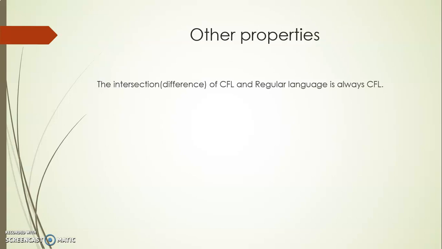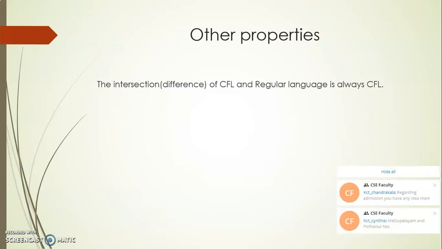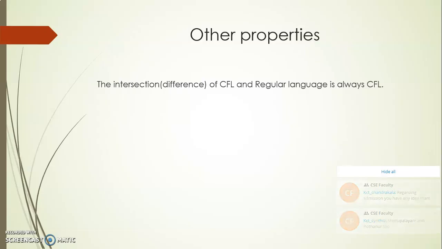But there is another property: the intersection or difference of a context-free language and a regular language is always a CFL. Sometimes they'll ask this as a 1-mark question. So here we have seen deterministic push-down automaton and closure properties of context-free languages. With this, the third unit gets over. This is a very big unit when compared to all the 5 units. So we have seen everything for unit 3, right?